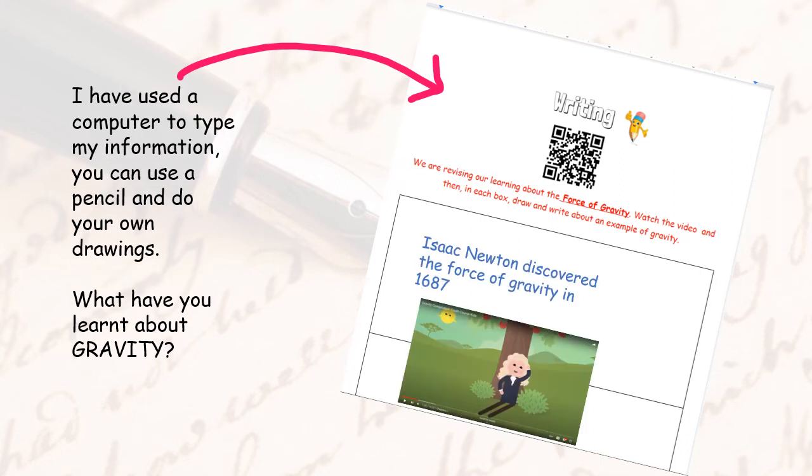Here's my example. Here's just a little bit of information. I've used a computer just to start us off, but you don't have to. So you can see that I found a bit of information that says Isaac Newton discovered the force of gravity in 1687. And there's my little picture from the video. You can draw your own little picture. Okay, it would be great if you did.